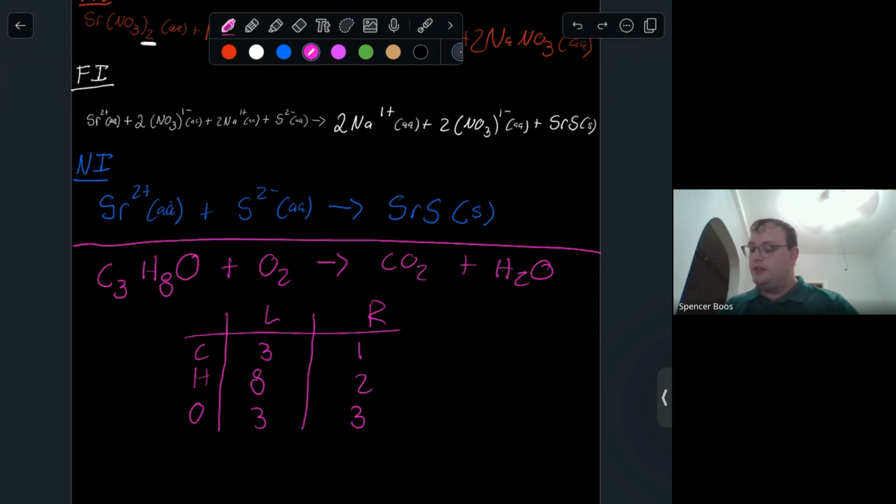So looks like my carbon atoms are all out of whack. So let's fix those. I've got 3 on the left, but I need 3 on the right. So I'm going to go ahead and put a 3 here, and see if that works. All right, that updates my carbon. Oh, and it also updates my oxygen count too. 6 plus 1 is 7.